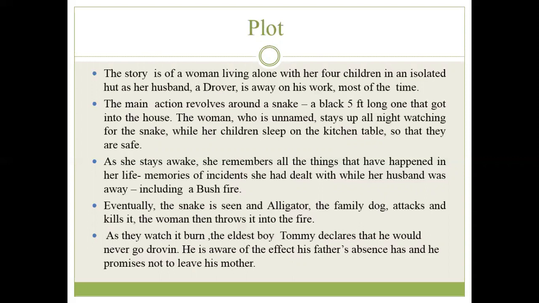As she stays awake, she remembers all the things that have happened in her life. These are memories of incidents that she had dealt with while her husband was away, including a bushfire. Eventually, the snake is seen. Alligator, the family dog, attacks and kills it. The woman then throws it into the fire. As they watch it burn, the eldest boy, Tommy, declares that he would never go droving since he is aware of the effect that his father's absence has had on the family, and he promises not to leave his mother.